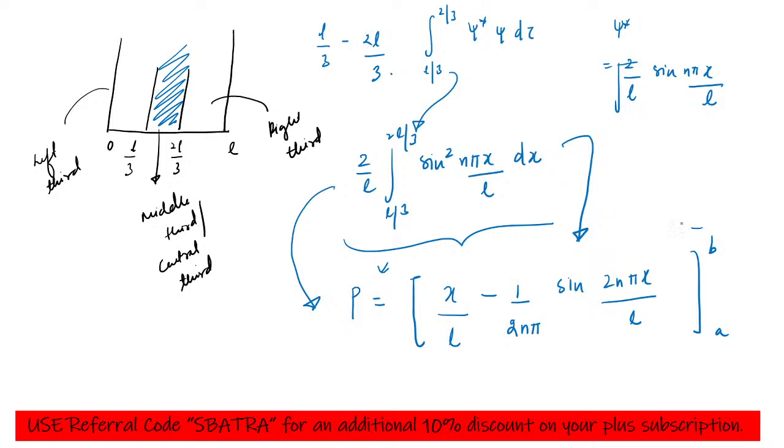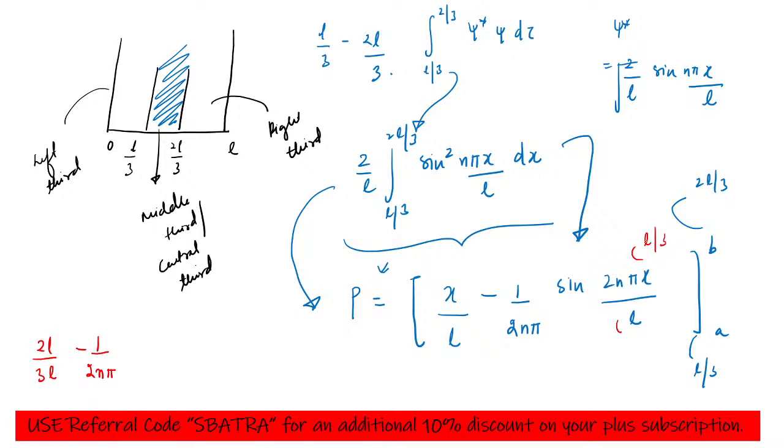All you need to do is just substitute the limits, L by 3 and 2L by 3. Okay, let's do that. Let's substitute the limits and find out the value. So x is 2L by 3, so this is 2L by 3L. Okay, minus 1 by 2n pi. Let's take n is equal to 1, or let's just write it this way, 2 pi. Okay, it's like 2n pi, and then you have L by 3. Okay, so L will be cancelled out. Now we'll be left with only the sine part. Okay, this is nothing but L by 3.